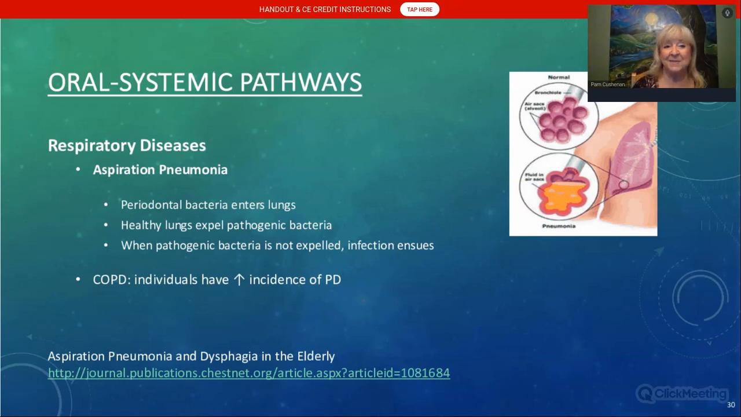And when that happens, any bacteria that's been inhaled or fungi, whatever, if it's not being coughed out appropriately and the immune system's weak, then that infection can set up. And that's how aspiration pneumonia takes hold and causes so much havoc in those individuals' lives. When there are patients that have COPD, they generally have an increased incidence of periodontal disease. So all of this is very interrelated.